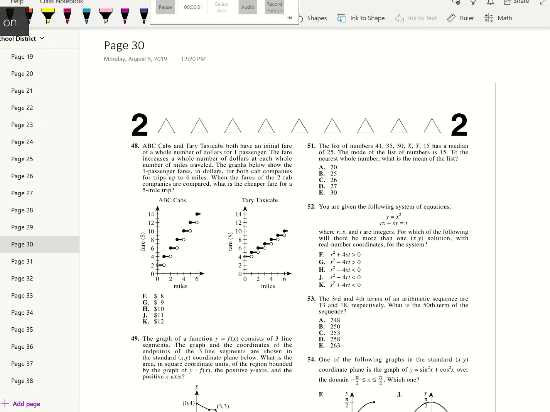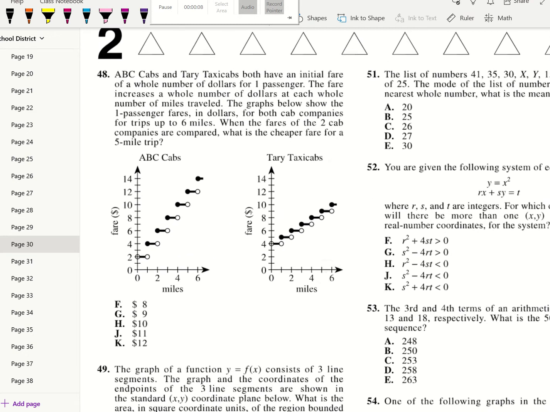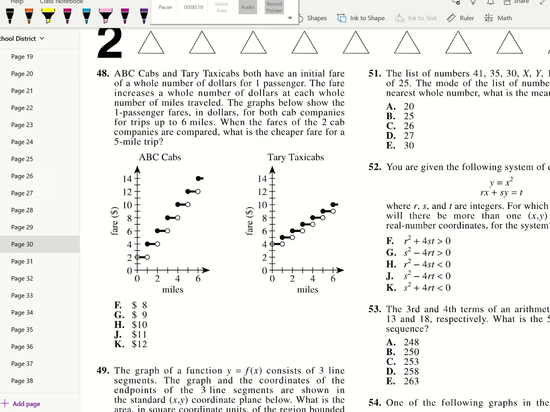This is page 30 of the 2018 ACT Review Math portion. So for question 48, we have these two different taxi cabs, and these step graphs below are going to show us how they are charging fare for both cab companies for trips up to 6 miles.